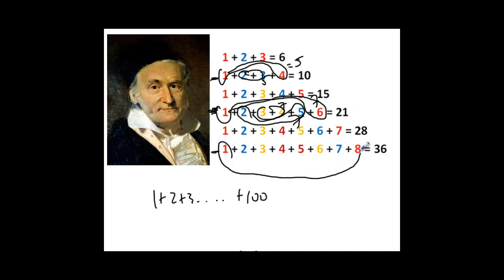Same thing here. 1 and 8 is a 9. 2 and 7 is also a 9. 3 and 6 is also a 9. 4 and 5 is a 9. He now has four groups, 4 nines basically. 4 times 9 is 36.